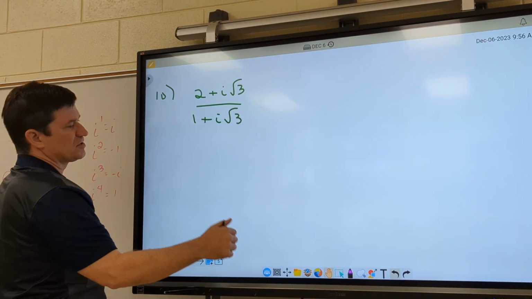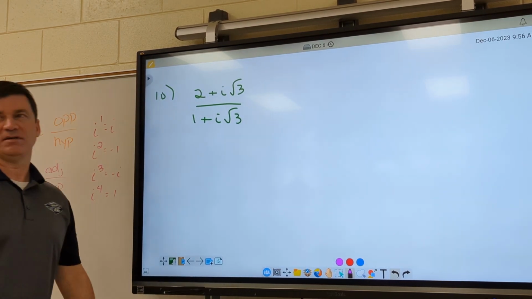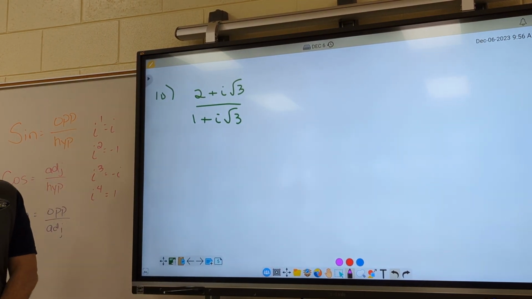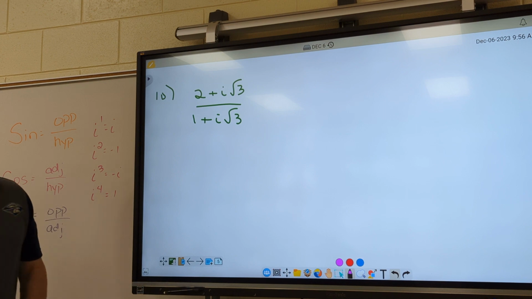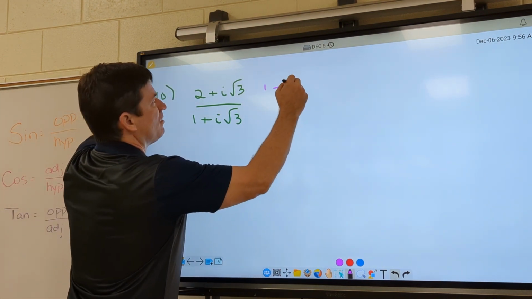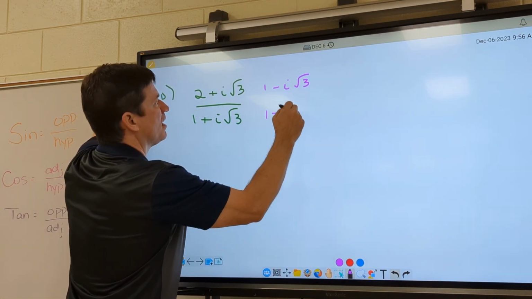All right, now for the hardest one, number 10. It's just really messy. It's not much different. Look at what you got on the bottom. What is our conjugate going to be, Hunter? What is my opposite of the bottom going to be? 1 minus I root 3.